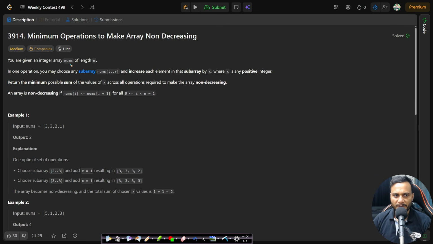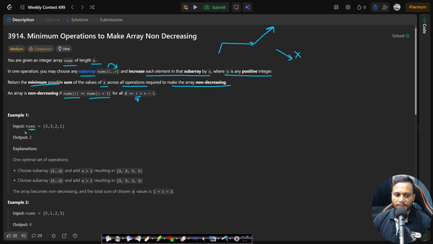In this problem you are given an integer array nums of length n. In one operation you may choose any subarray in the range of L to R and increase each element in that subarray by x, where x is any positive integer. Return the minimum possible sum of the values of x across all operations required to make the array non-decreasing. Non-decreasing means it can have equal values or incremental values, but it should not be decreasing. An array is non-decreasing if nums[i] is less than or equal to nums[i+1] for all values of i.